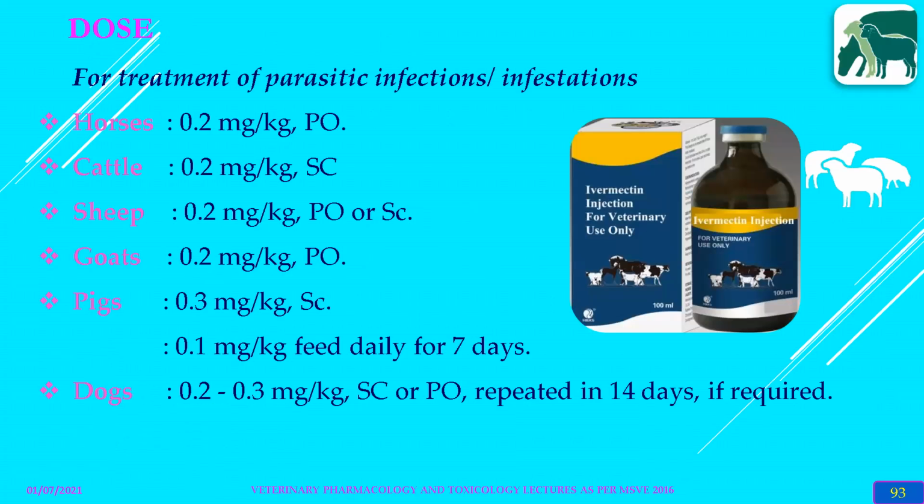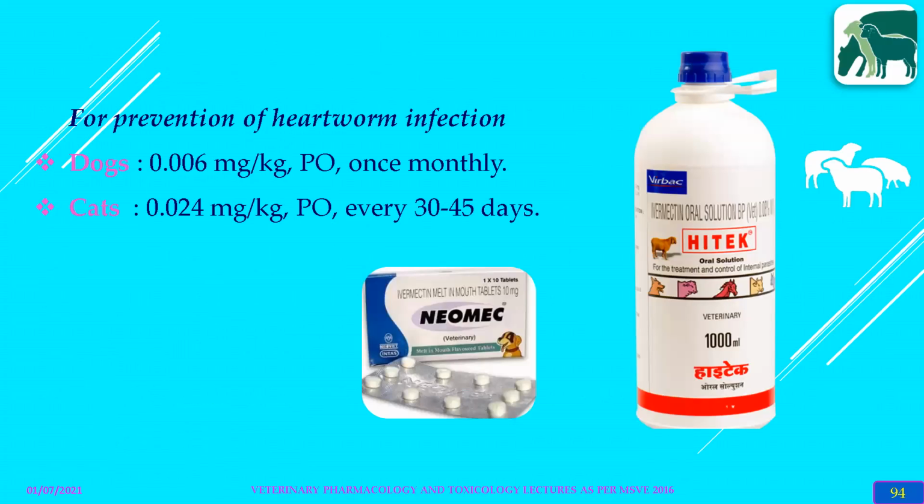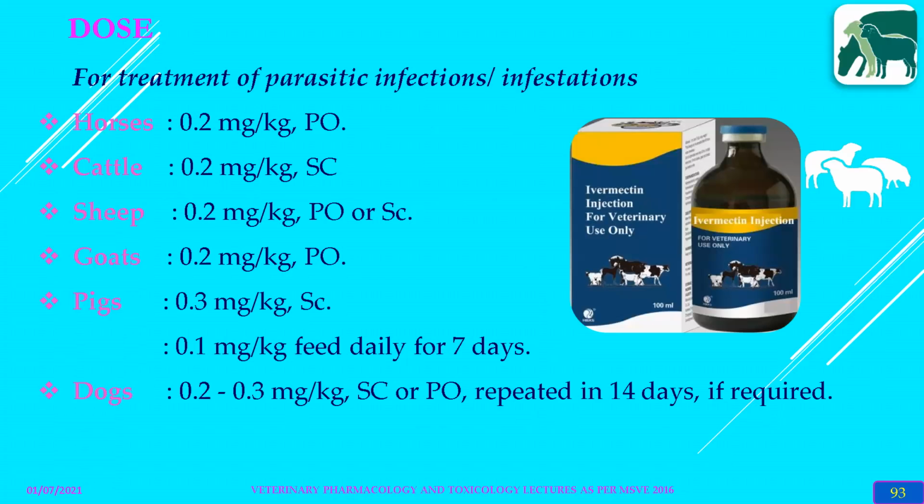Here you can generalize the dose of the ivermectin as 0.02 milligram per kg. The dose is to be repeated, usually once in 12 to 14 days. That's because it stays a long time in the serum of the animals. Half-life is very, very high. Then for prevention of heartworm, it should be used at a very low dose, that's 0.006 milligram per kg, or else 0.2 milligrams per kg subcutaneous. Oral or subcutaneous, it is the same.